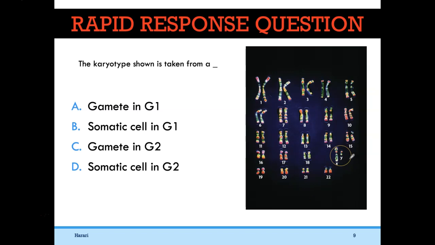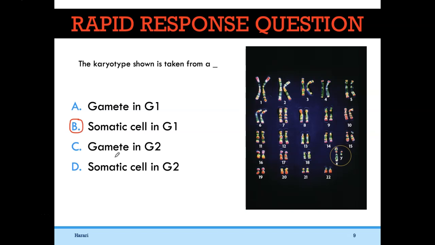And looking here, since we see 23 pairs of chromosomes, including an X and a Y, we know that this is a single set of DNA. So it has to be a cell that's in G1. This is not a cell that's ready to divide, so it's not going to have to go through S phase and be in G2. So this is definitely in G1. And since we have 46 chromosomes, 23 pairs, we know this is a diploid organism. So the answer has to be a somatic cell in G1.